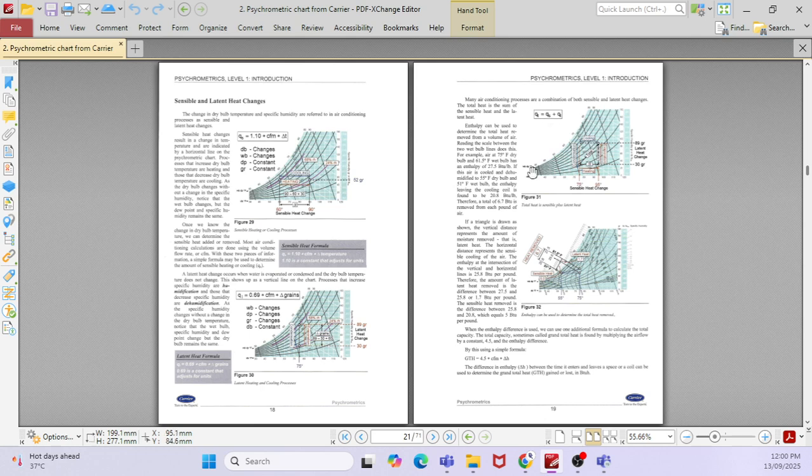So that is what I told you to read. I told you to read the psychrometric chart. If you read the psychrometric chart, you will be able to do the thermal load calculations. Okay, sir.